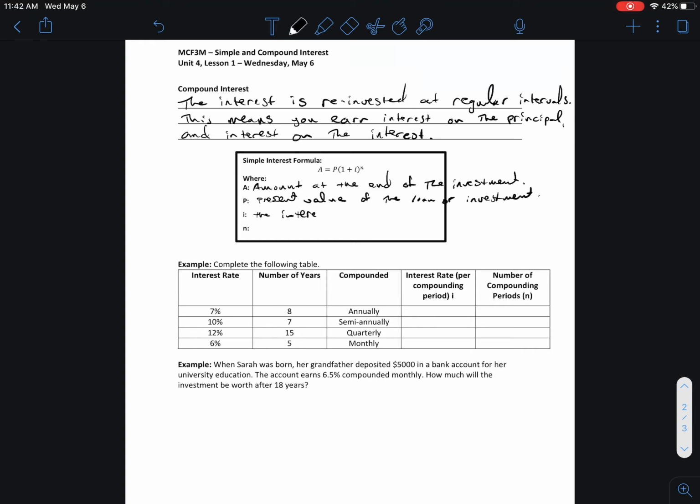I is just going to be the interest, same as before. Okay, but it's per compounding period. Okay, so which will mean more once we actually do some questions down in here. Okay, I'll show you what that actually means. Okay, and n is going to be the number of compounding periods.